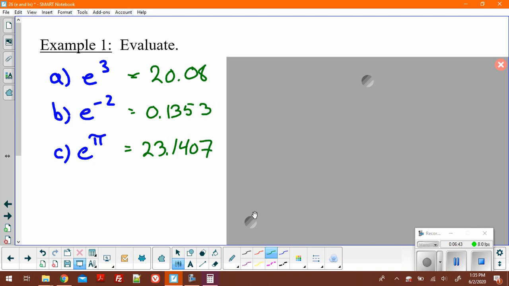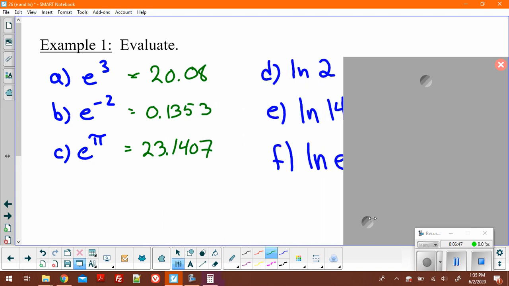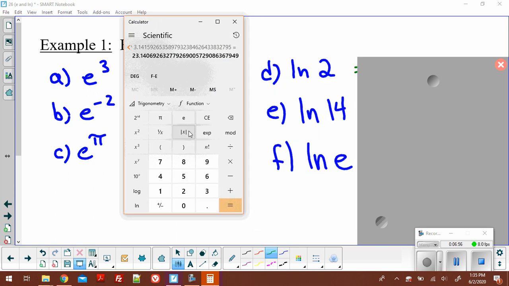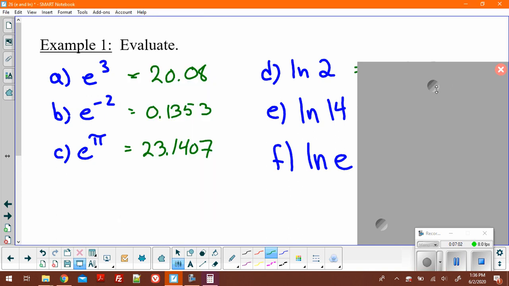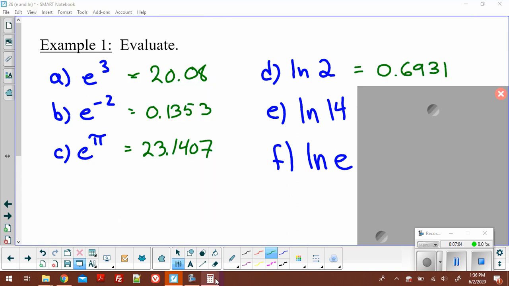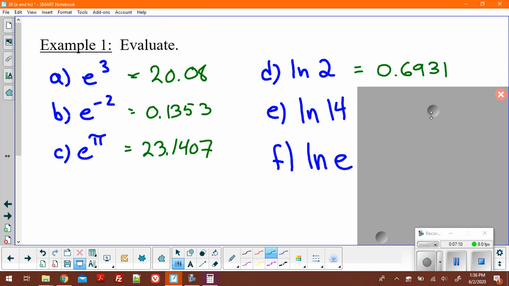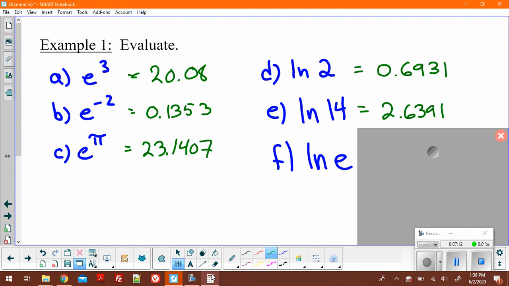Okay, so it looks like this. Again, I invite you to take a minute, pump those through your calculator and see what you get. The first one is ln of 2. On my calculator, I have to press ln second. There's ln of 2, 0.6931. And if I do 14 ln, I get 2.6391.